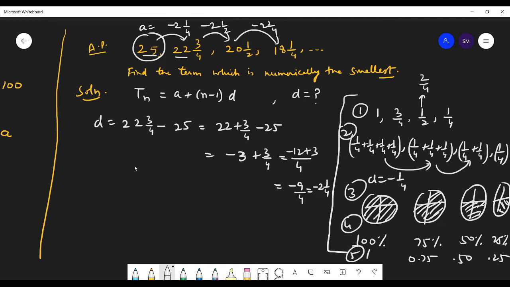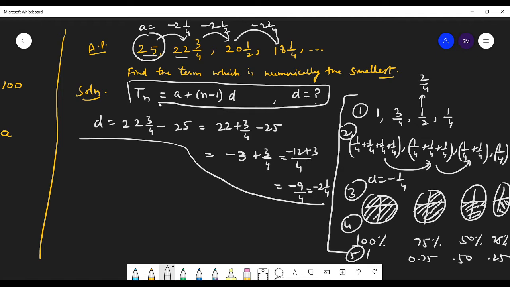So the main thing is the understanding of the concept. Okay. So our target was to find D. So you have found D. So minus 2 1 by 4, you can write it as minus 9 by 4. That's your D. So D is equal to minus 9 by 4.